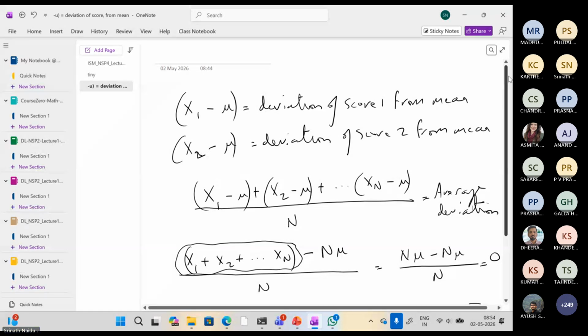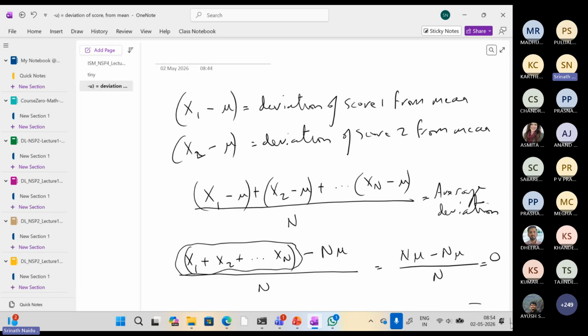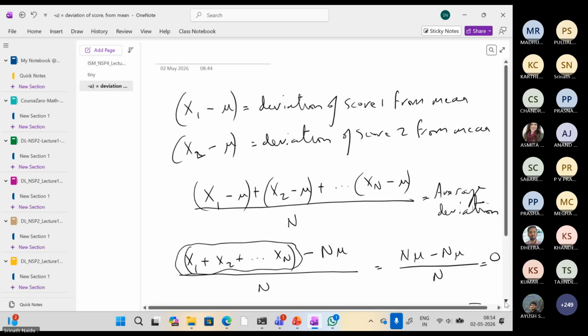Sir, I just want to clarify, for the average deviation, it will always be 0? Yes, it will always be 0. The calculation that I just did assumed nothing about the numbers. x1, x2, ..., xn are arbitrary numbers. Any n numbers will always have this property.